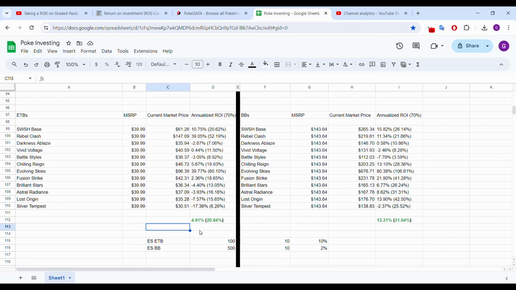If we take 70% of MSRP and do the calculation, it comes out to 20.84%. So not bad, not bad. A lot of it is being carried by Rebel Clash, Sword and Shield base, and obviously Evolving Skies. I referenced this in the beginning, the first two Elite Trainer Boxes, Rebel Clash and Sword and Shield base. This was pre-COVID, pre-boom, short printed. You don't see too much of them out there, and that's the reason why we have such high values on these currently.